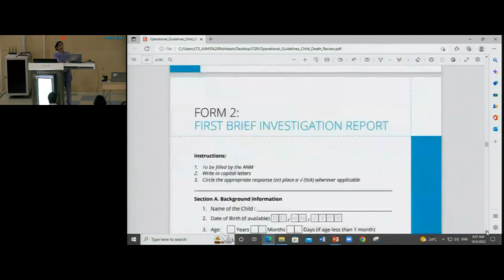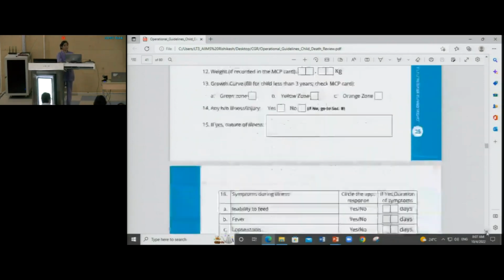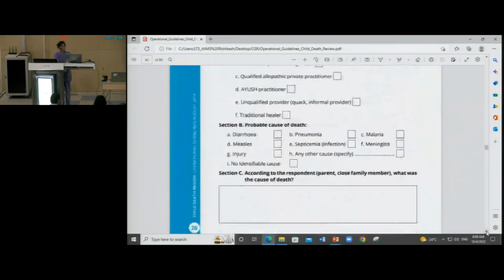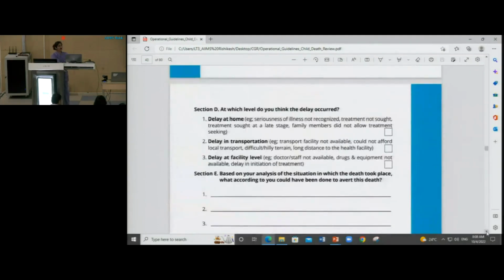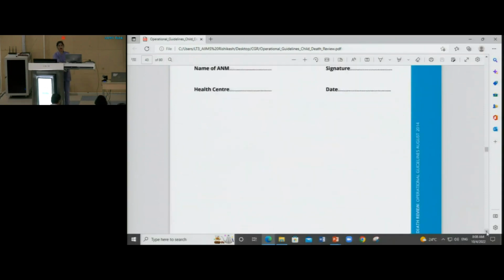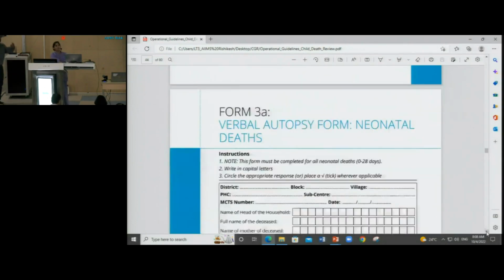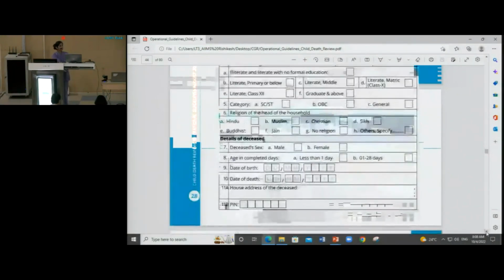After that the ANM goes and this first brief investigation report is filled. This is basically basic information, nothing very detailed. Delays, as I have explained, if there are any, information is elicited about that. Then this is the verbal autopsy form of neonatal death. Child death forms: this is basic information, then details of the deceased.